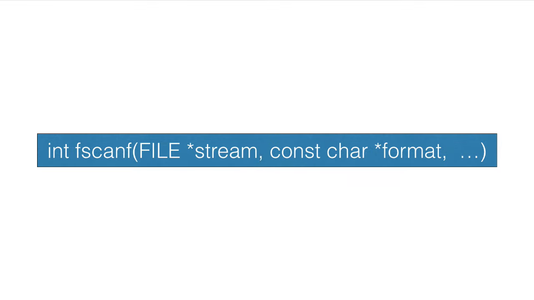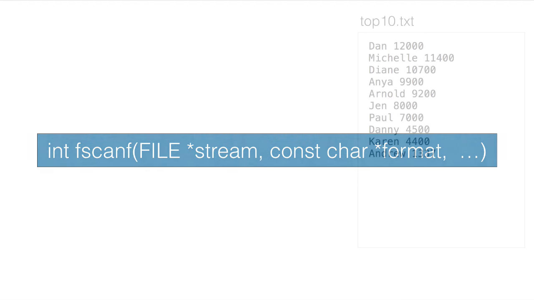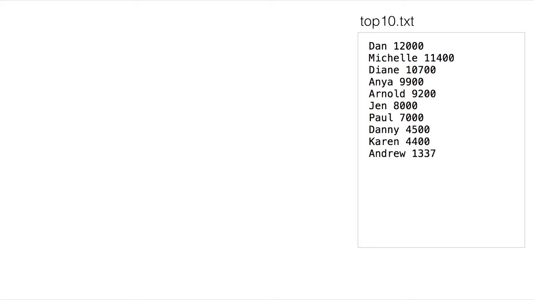Like scanf, fscanf returns the number of items successfully read. The number of items will be equal to the number of format specifiers, unless something goes wrong when reading. We can use fscanf to read the top 10 scores file.